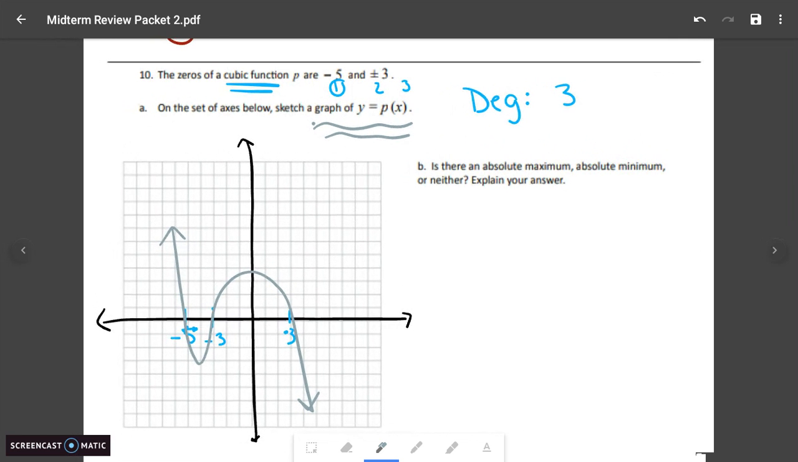Now, is there an absolute minimum or maximum or neither? This one's going to be neither.